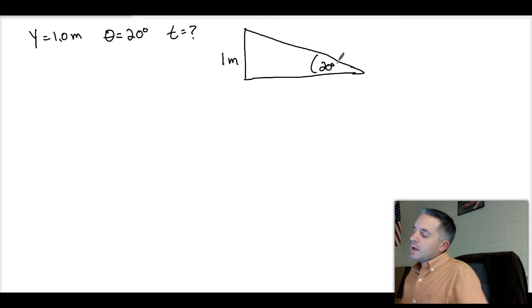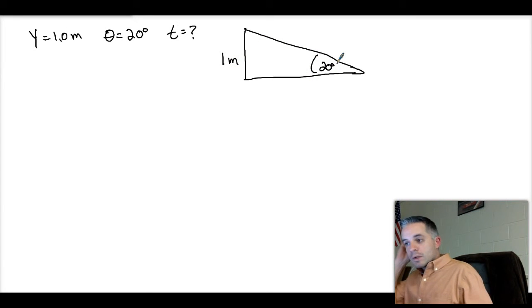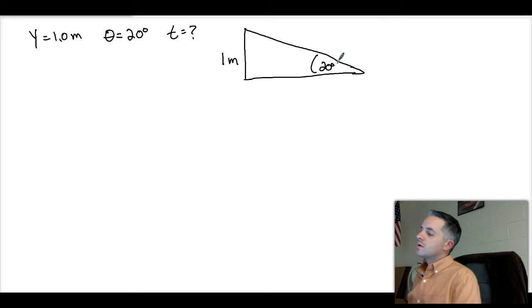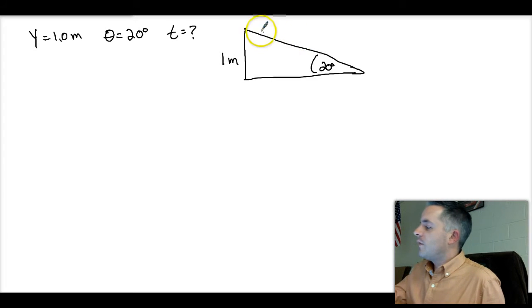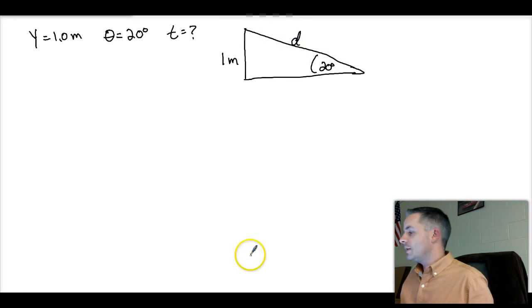So a few things I would like to know. I would like to know how quickly is it going to accelerate, because it's starting from rest, so the acceleration is what's going to get this thing going. And the next thing I want to know is how far is it actually going to travel down this ramp. I'm just going to call that D.